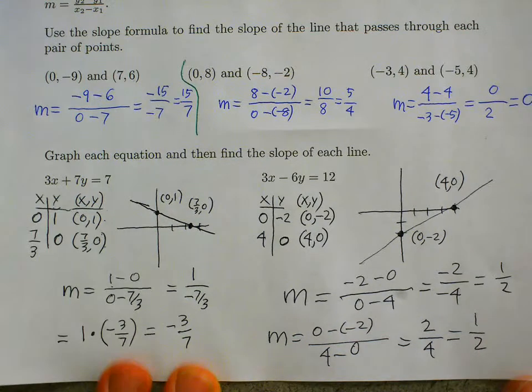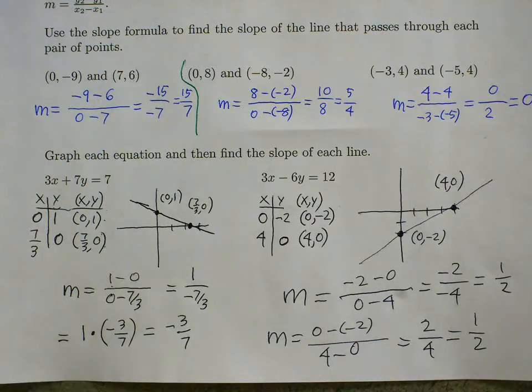So if you had any doubt, hopefully this will remove it. As I said earlier, it doesn't matter which ordered pair you pick as x1, y1, and which one you pick as x2, y2. Either way, you get the same slope, same number. Okay, let's go on to the next page.